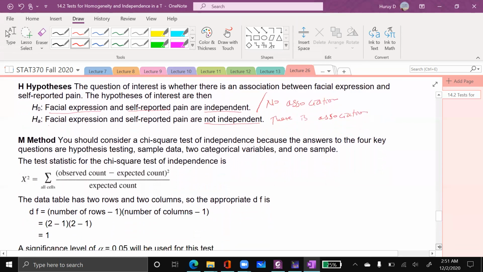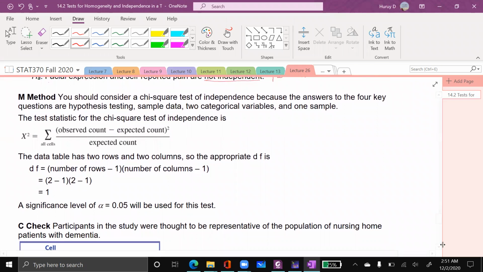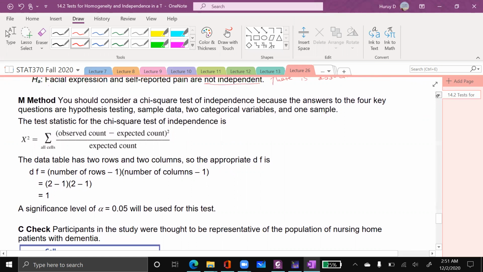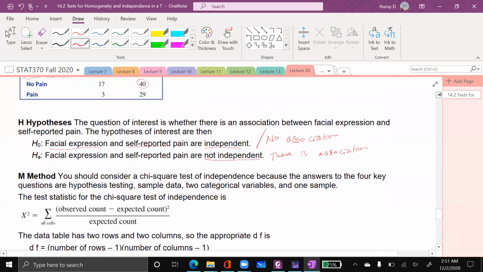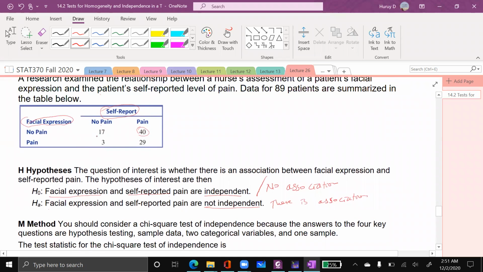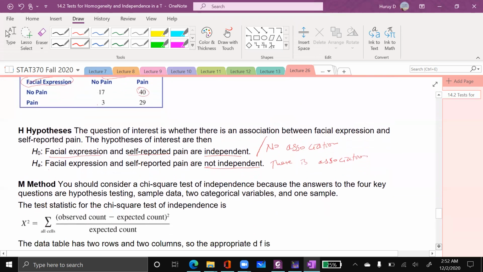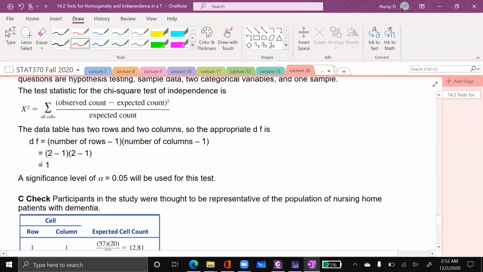Well, the method is the same, and the degrees of freedom is 2 minus 1 times 2 minus 1, because the number of rows is 2 and the number of columns is 2. So 2 minus 1 is 1, 2 minus 1 is 1, so 1 times 1 is 1. Therefore, the degrees of freedom is just 1.